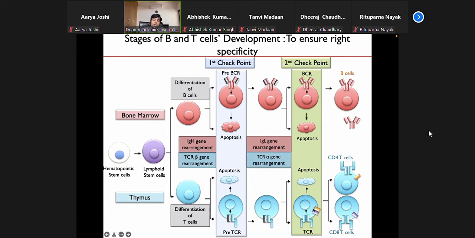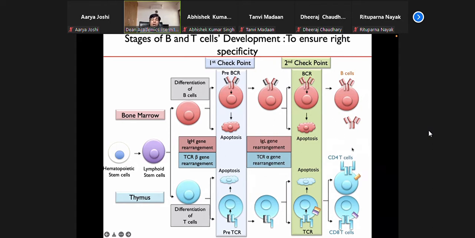After that, for example, if it is reacting to peptide loaded onto MHC class 1, the cell is going to become a cytotoxic T cell. The other name of this is CD8 positive T cells. In so doing, it has to downregulate the counter molecule, CD4. And if it recognizes peptide loaded with MHC class 2, it will retain the CD4 molecule, but it will downregulate CD8.